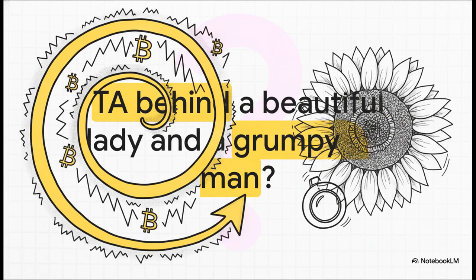Which leaves us with one final fascinating thought. If the chaos of Bitcoin is secretly governed by the exact same math as a sunflower, what else in our world is secretly following the code of the 0.618?